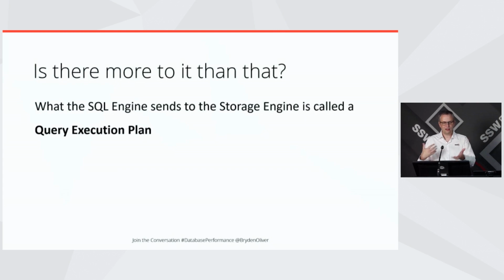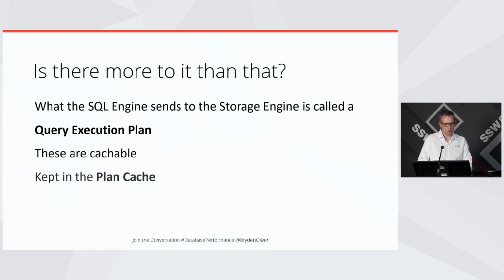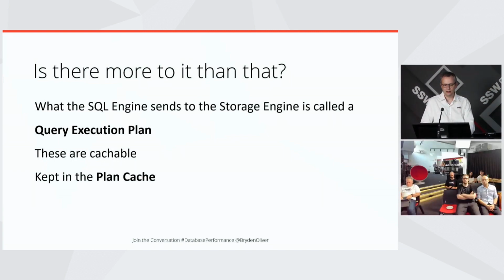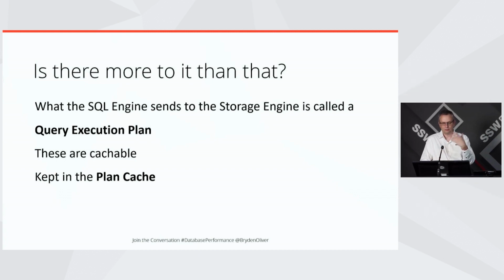Okay, so there must be more to it than that. Well, one of the key things we want to know is that the piece the SQL engine uses to send stuff to the storage engine is called a query execution plan. So what's important about that? The fact is, those get put in a cache, and that cache is called the plan cache, which, if you've seen memory usage in SQL Server, quite often it'll tell you how much space is being used for your plan cache. And that's what the plan cache is for, caching the queries that have been executed before, so we've got a plan and we don't have to optimize it again.